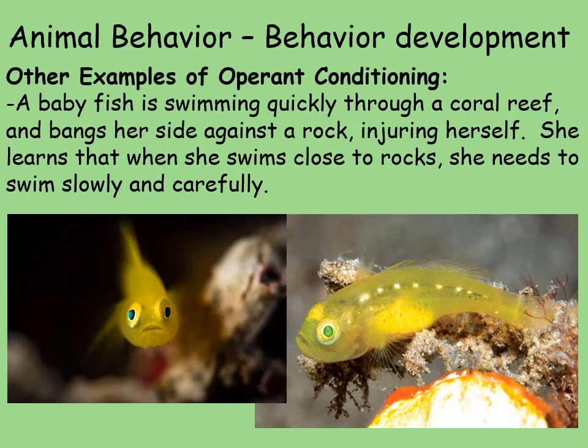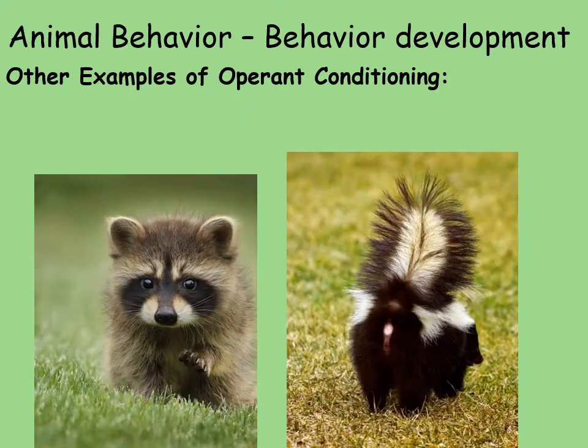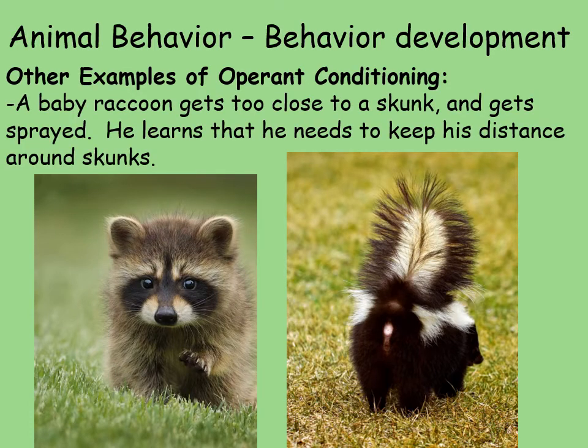Here's another example. You have a baby fish that's swimming quickly through a coral reef, and she ends up banging her side against a rock, injuring herself. She learns that when she swims close to rocks, she needs to swim slowly and carefully. So she had this negative consequence, getting injured, and as a result, she's more careful in the future. Here we have a baby raccoon that gets too close to a skunk and gets sprayed. And he learns that he needs to keep his distance around skunks.